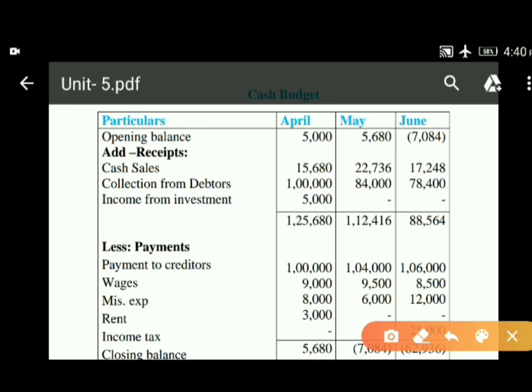1,25,680, and here if you deduct all the payments, the closing balance. From 1,25,680, the payments 1,09,000, 8,000, 3,000 are deducted, and the resulting amount is called the closing balance of cash. So here, what is the closing balance of cash for the month of April? 5,680. So the closing balance of cash for the month of April will become the opening balance of cash for the month of May.